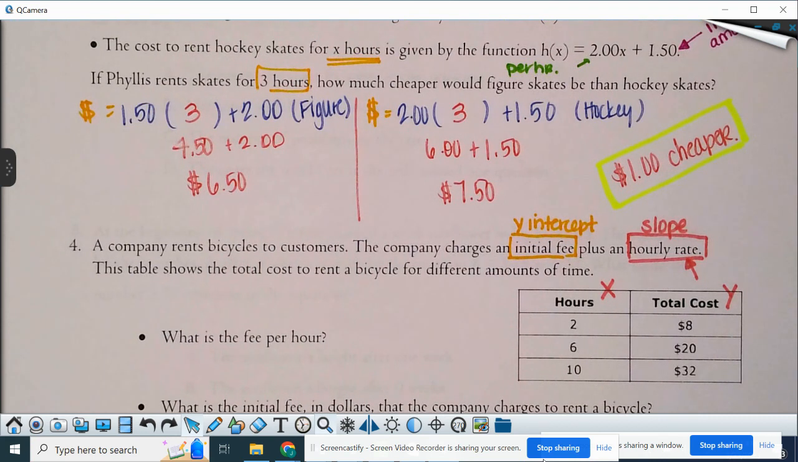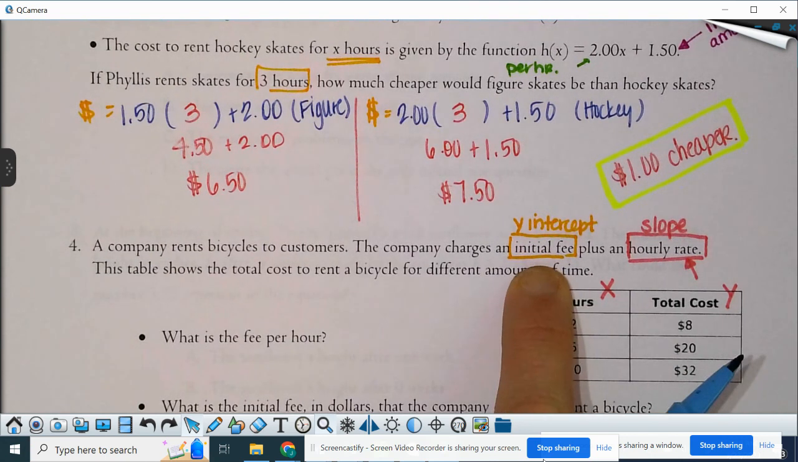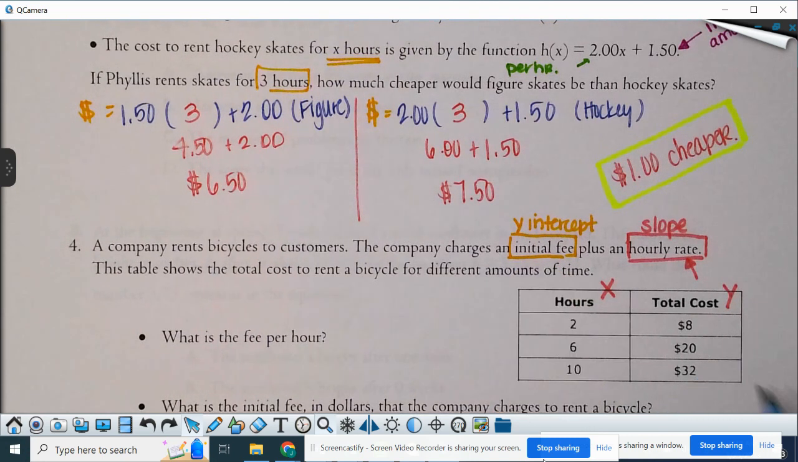Yes, x is independent and y depends on x. Perfect. And hopefully, with word problems, that makes sense. Your total cost depends on how long you rent the bicycle, whereas when it's just a table, it's more like you have to memorize. But if you think about the things, what can you control? So how do I get the y-intercept? The initial fee. For an initial fee, does that mean you actually rent the bicycle for any time at all? No, right. So what we're looking for is that 0 in the x column to figure out what is the y column.